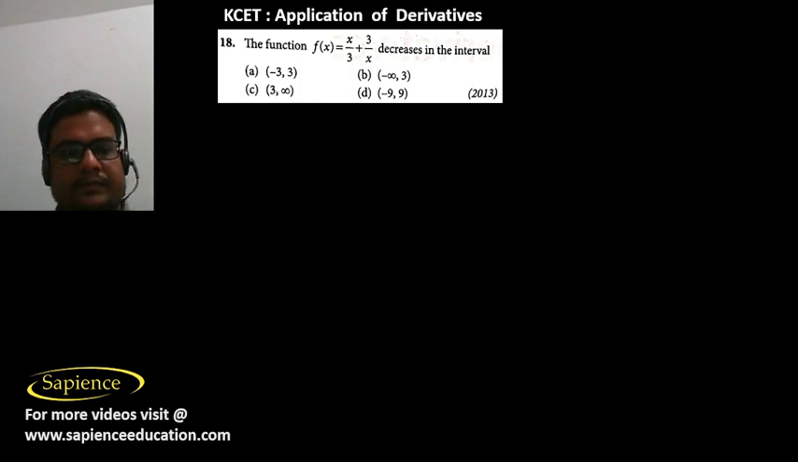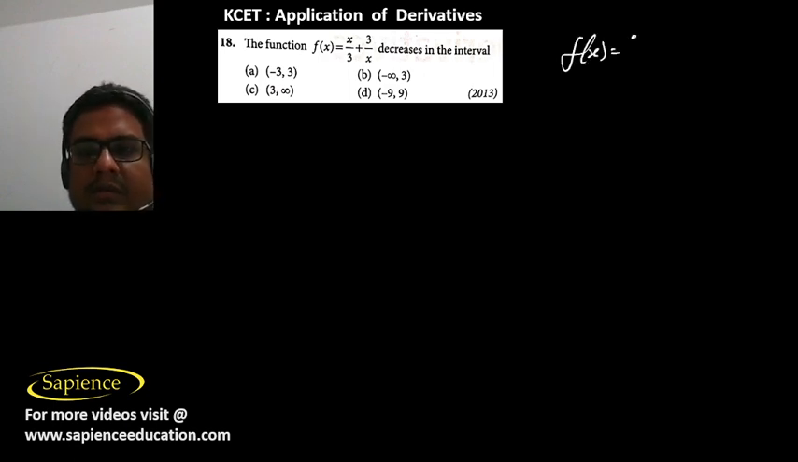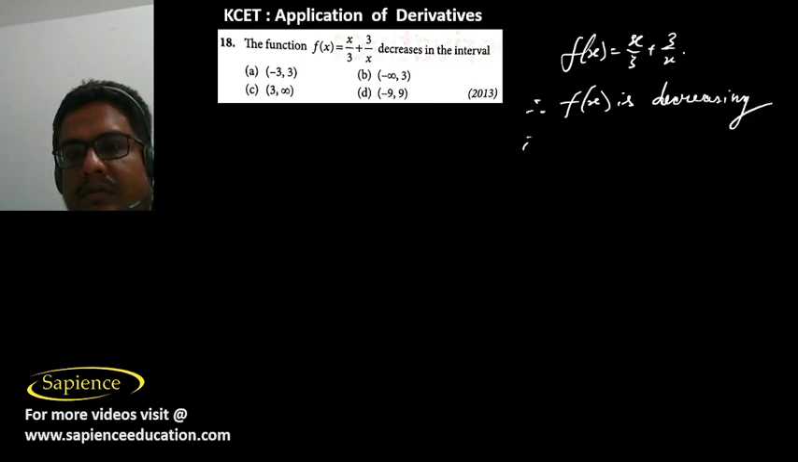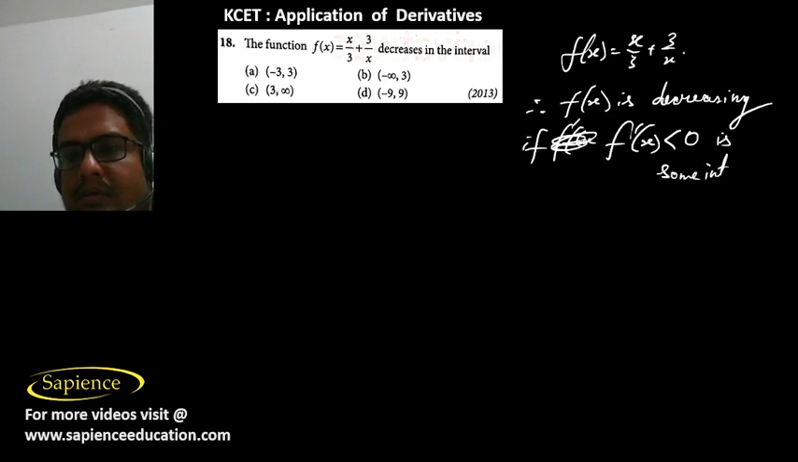Then here it is told that the function f of x, that is equal to x by 3 plus 3 by x, decreases in which interval? So f of x is decreasing if f dash x is less than 0 in some interval.